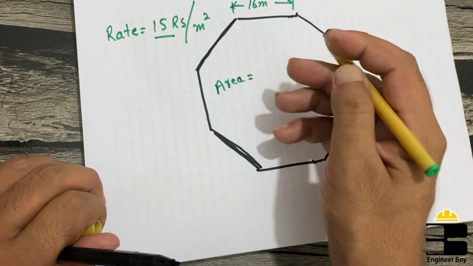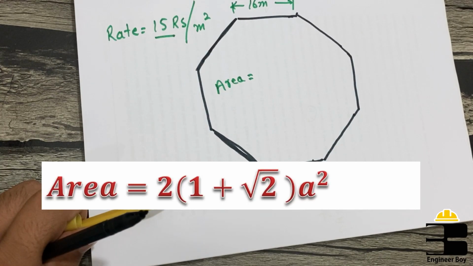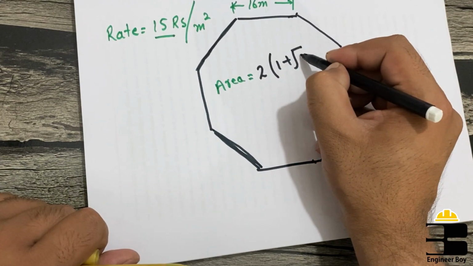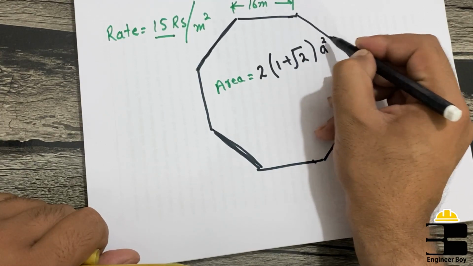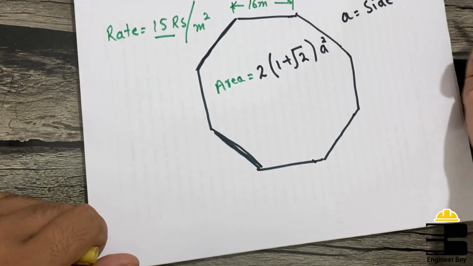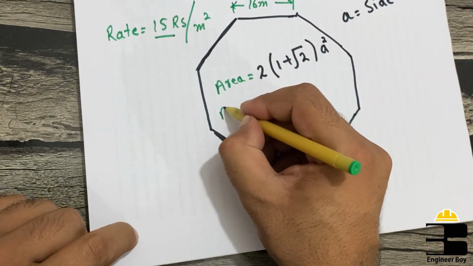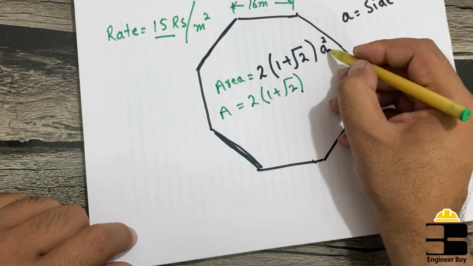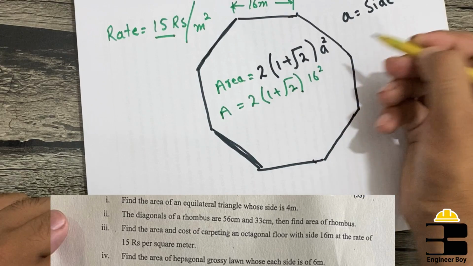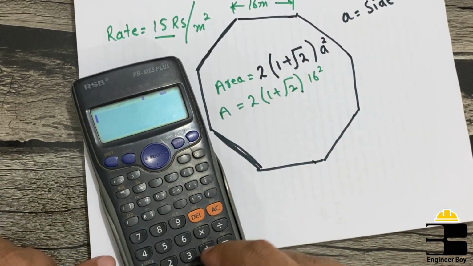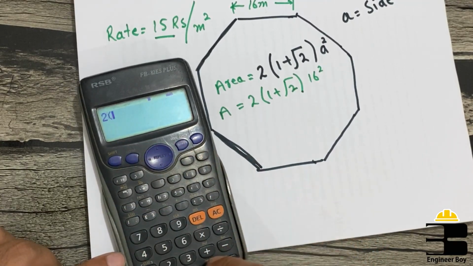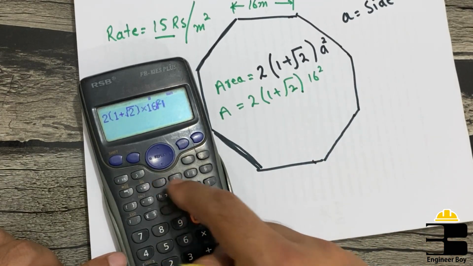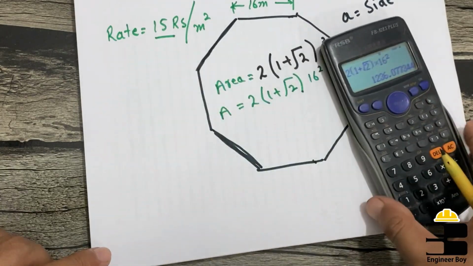Remember, the area of the octagon is so simple. It is going to be 2 times 1 plus the square root of 2, and then we multiply that with a square. Here a means the side, the side square. Let's do some plug and check in. For A, that means area, 2 times 1 plus square root 2 times a, this time 16 square. Again, using the calculator, 2 times the bracket 1 plus square root 2, then we multiply that with 16 square. So we have the area, that is 1236.